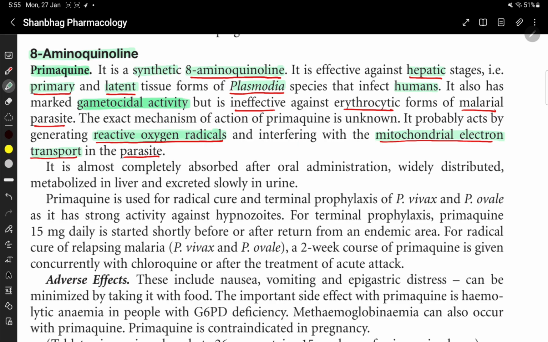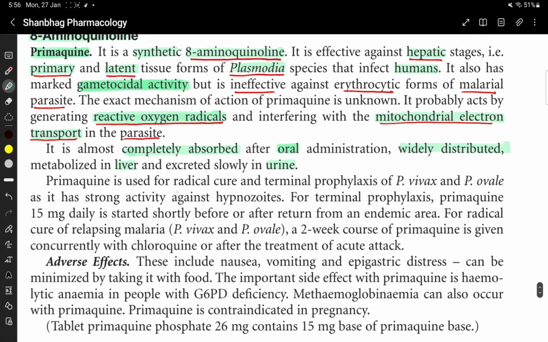parasite. It is almost completely absorbed after oral administration, widely distributed, metabolized in liver, and excreted slowly in urine. So, route of administration oral, completely absorbed, widely distributed, and metabolized in the liver and excreted slowly in the urine.